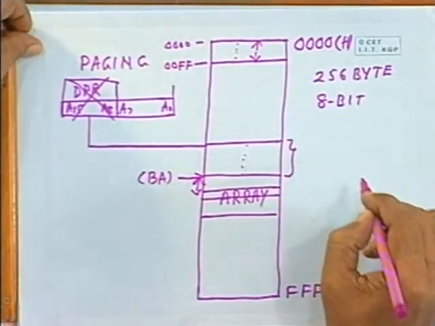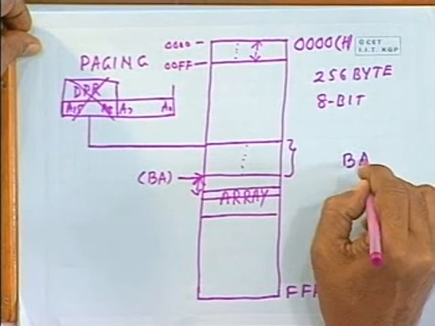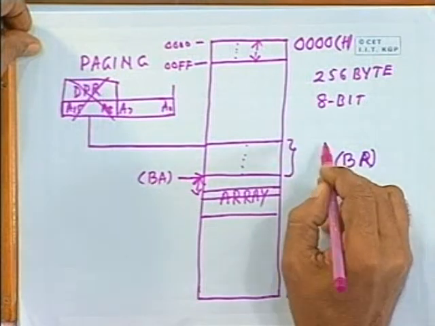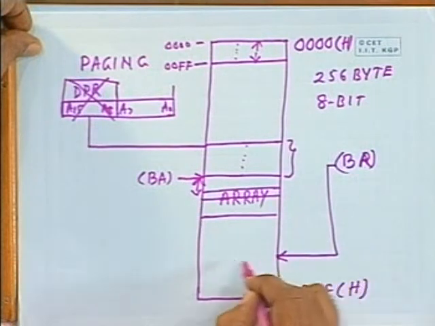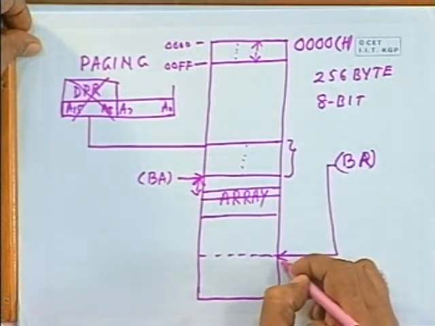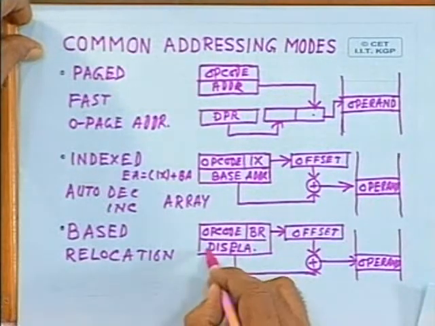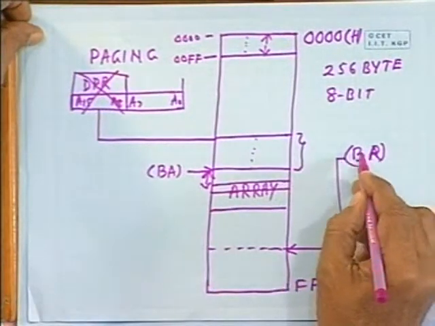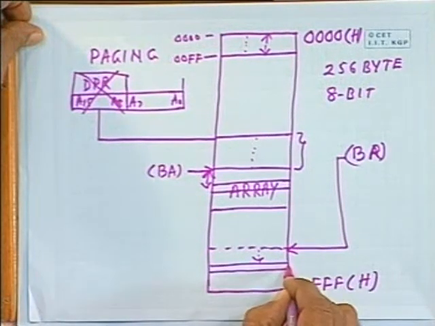In this particular case, that base register holds the base address. Say this is pointing to this. Then with respect to that base address, the offset, or the displacement, is provided as part of the instruction. So you are adding the content of the base register to the displacement to point to any other location, and you can transfer it here.